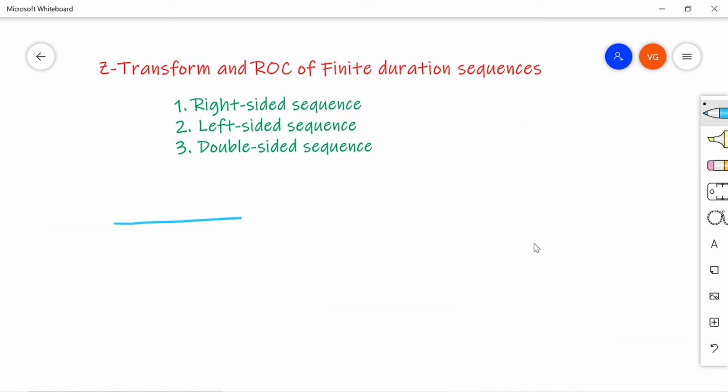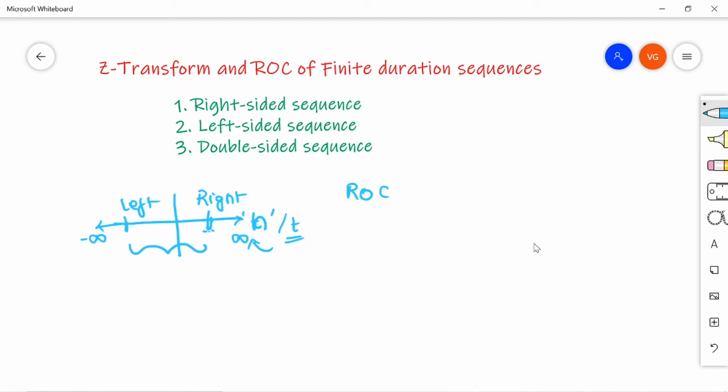Coming to double-sided sequence, the signal exists on both sides of the plane. That is on both the right hand side and left hand side on the n scale or the time scale. But here we are talking about discrete time only. So this is n, right? If it exists on both sides of the plane, then we call it a double-sided sequence, right? So it has finite duration on both the left side and right side, that is, it is restricted on both the left and right. The boundaries are defined on both sides. Then we say it is a double-sided sequence.